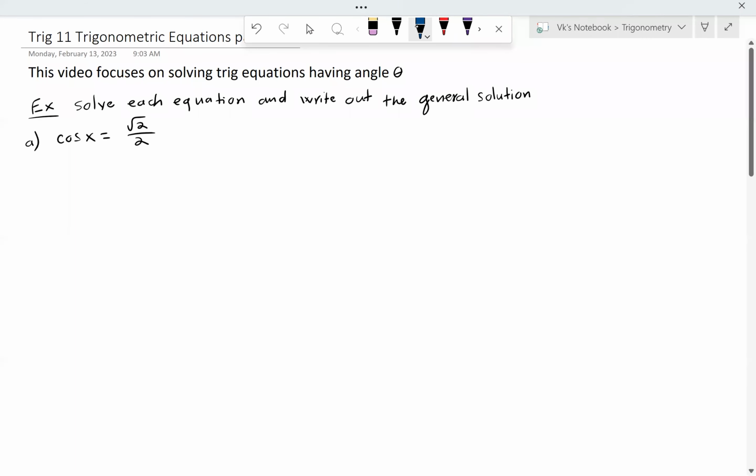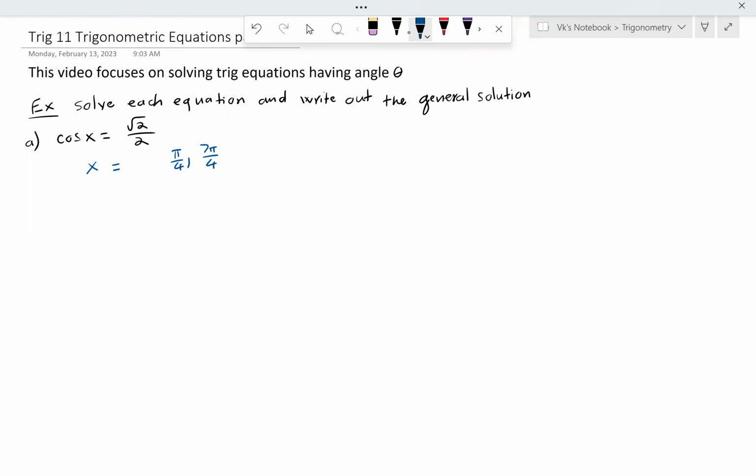Cosine x is root 2 over 2. We know cosine is positive in the first and the fourth quadrant. So here comes the answer. X equal to, first quadrant is pi over 4, fourth quadrant is 7 pi over 4.